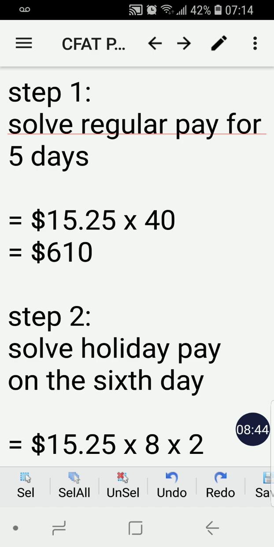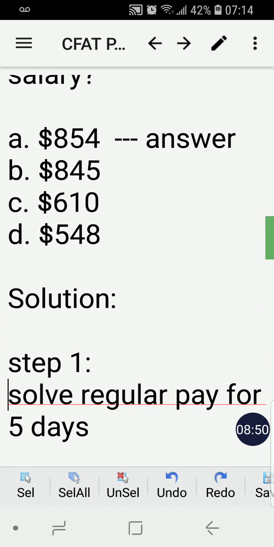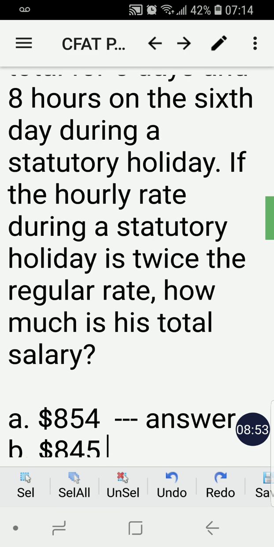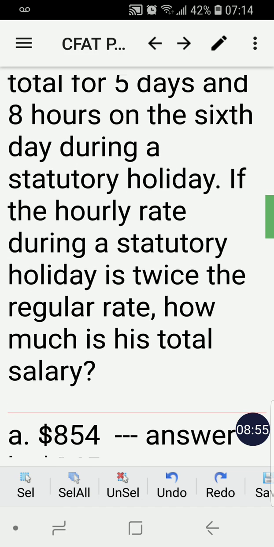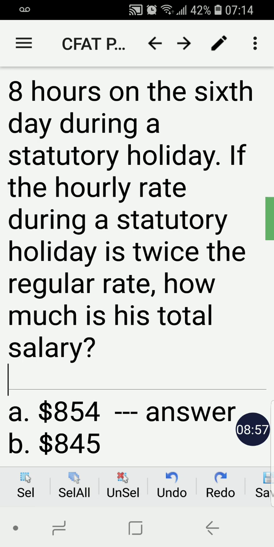Then we proceed to step number 2. We solve for the holiday pay on the 6th day. So we first go back to the given. We were given that he worked 8 hours on the 6th day during that statutory holiday. And we are given that the rate for statutory holiday is twice the regular rate.